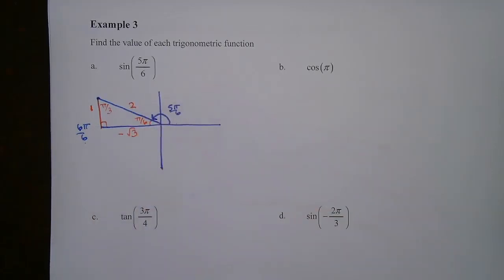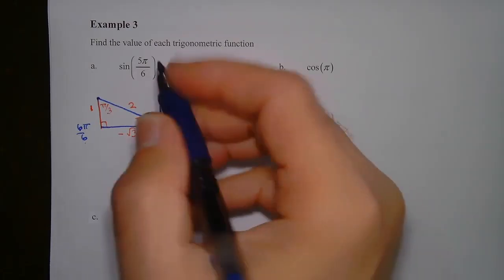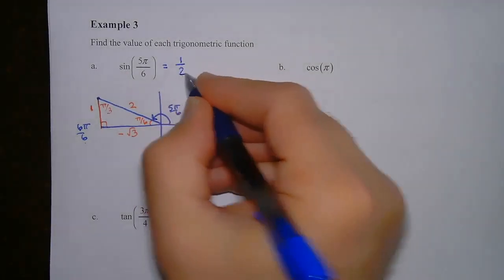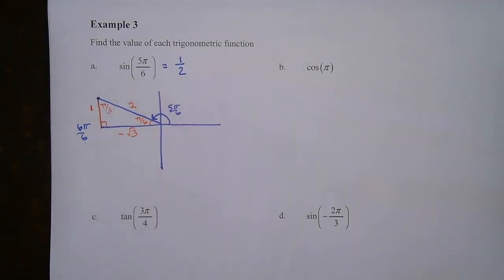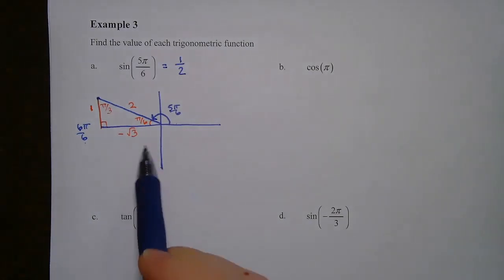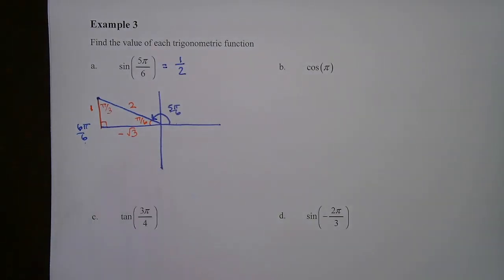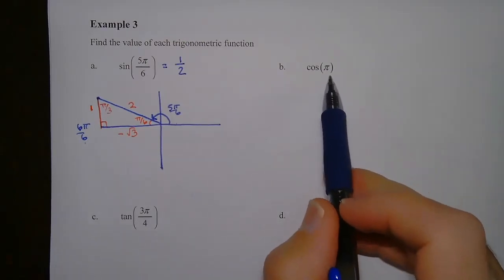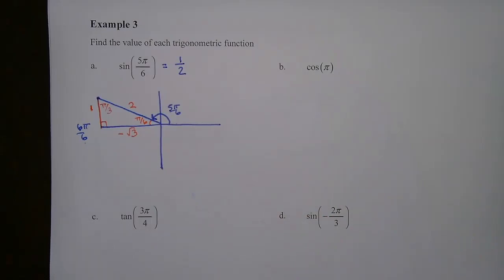So what is sine of 5 pi over 6? It's your opposite over your hypotenuse, right? So this would be y over r, so it'd be 1 over 2. So sine of 5 pi over 6 is 1/2. You're going to do this so much that pretty soon you're going to be able to do this diagram in your head. But the way to get there is to do a lot of problems.